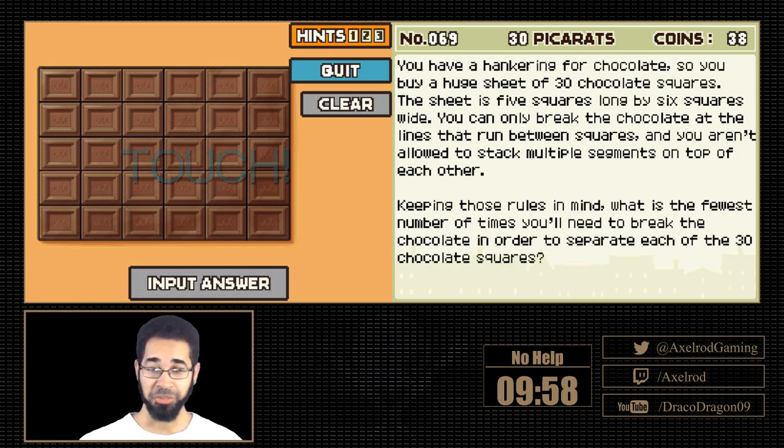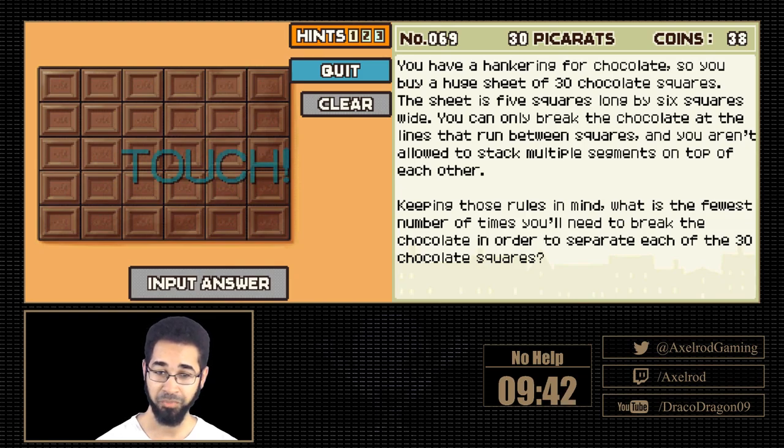You have a hankering for chocolate, so you buy a huge sheet of 30 chocolate squares. The sheet is 5 squares long by 6 squares wide. You can only break the chocolate at the lines that run between squares, and you aren't allowed to stack multiple segments on top of each other. Keeping those rules in mind, what is the fewest number of times you'll need to break the chocolate in order to separate each of the 30 squares?